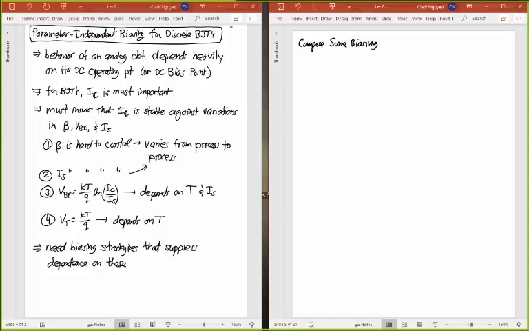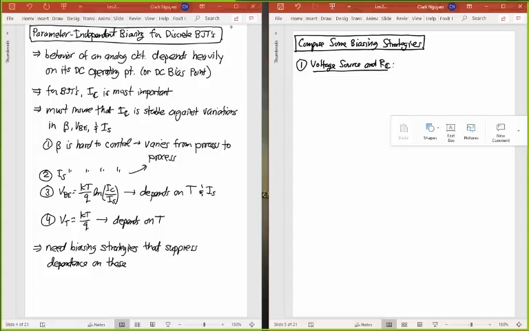So I want to compose some biasing strategies. Okay, so let's try a couple things. First thing I'm going to try is just use a voltage source and a collector load. So a collector load resistor, which I'll call RC. And again, that little line through the C means it's a capital C. And I guess you don't understand yet why I'm being so particular about that, but you will later on. Just right now, let's get used to using those capitals.